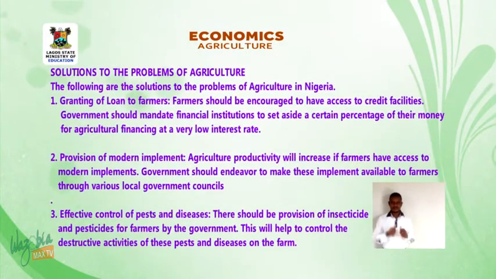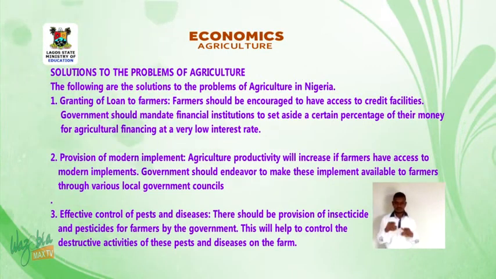Solutions to the problems of agriculture. The following are the solutions to the problems of agriculture in Nigeria. Number one, granting of loans to farmers. Farmers should be encouraged to have access to credit facilities.